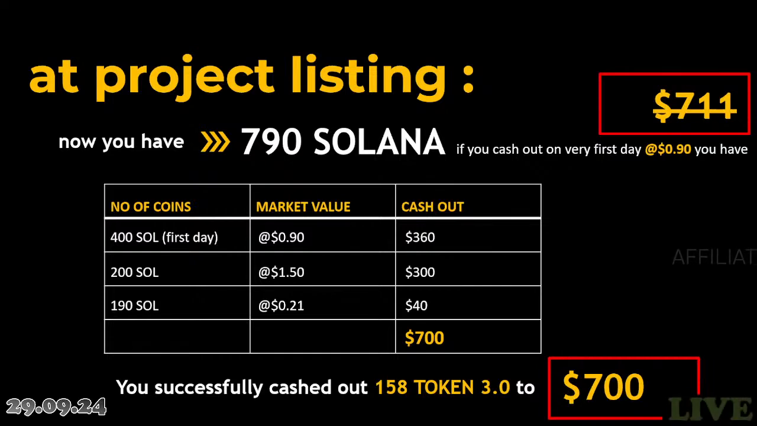This calculation, these numbers are just for your reference, for you and us all to understand. Don't take them as rigid values. All right, this is just for your understanding, and this is the basic scenario of what's going to happen. It is just an overview of how the allocations happen, how the project listings will happen, how we will be able to cash out our token 3.0 to project tokens, and then from project tokens to liquid cash.